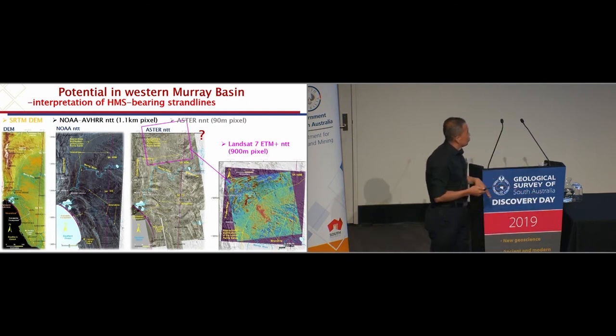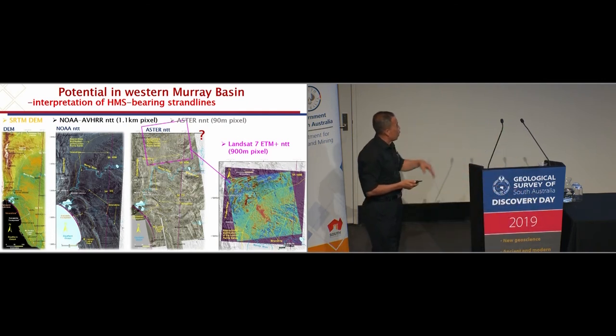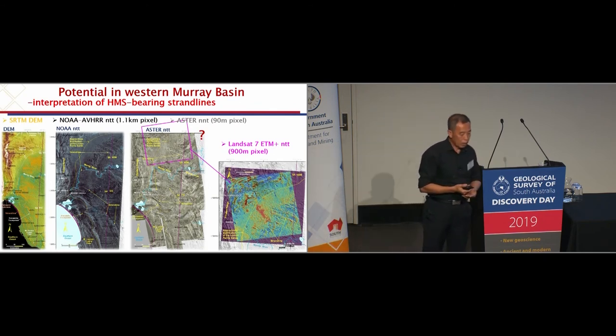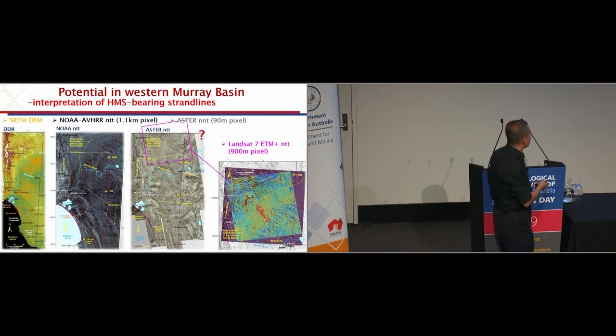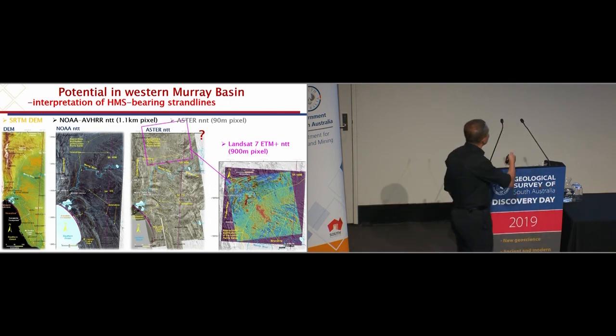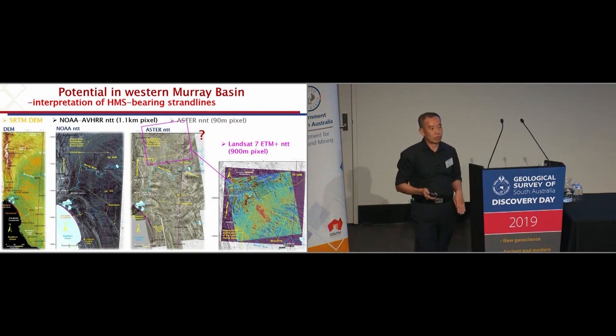For mapping this area, the straight line, we mainly use a topographic map, DEM, and mostly we use nighttime thermal. This is important because the topographic map just tells you the surface story, you can see it. And the subsurface, you have to use other tools. So we use nighttime thermal image. This is a NOAA image, pretty coarse, 1.1 kilometer pixels.